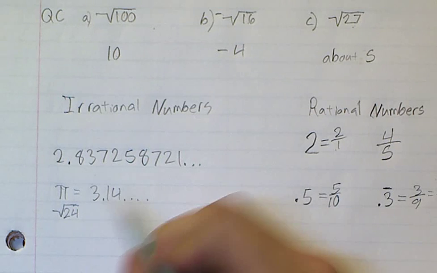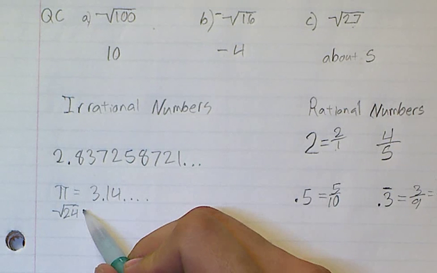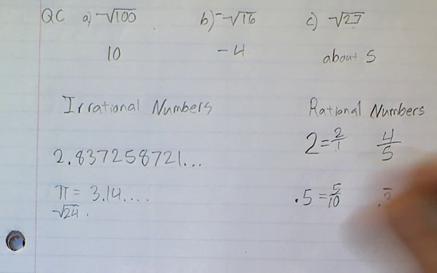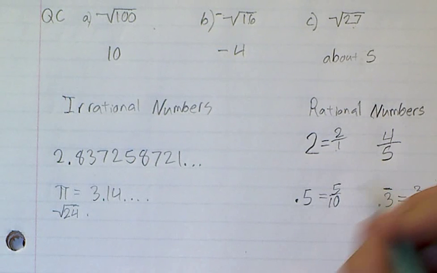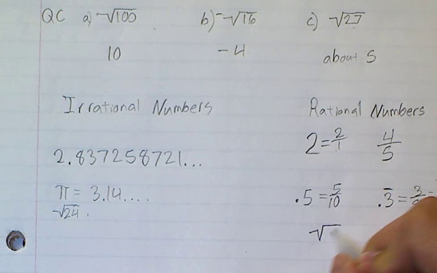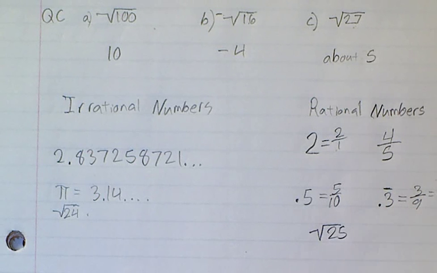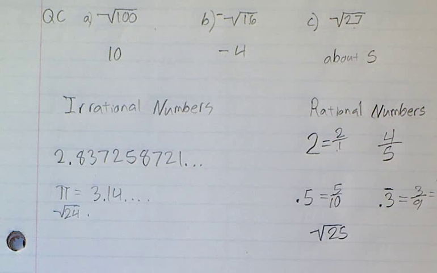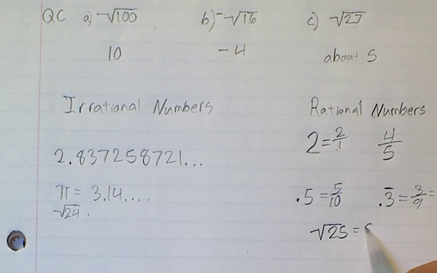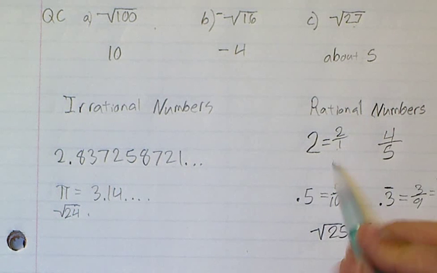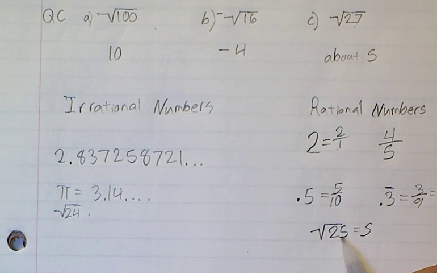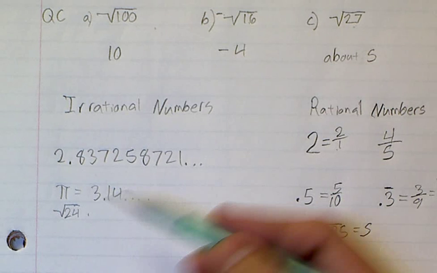Okay, so this is an irrational number if it's not a perfect square. If it is a perfect square, like for instance the square root of 25, that's a rational number because that's equal to what? 5. Okay? Because this is equal to 5, a whole number, and we've already been over how whole numbers can be written as fractions, that is a rational number. That guy right there is irrational.